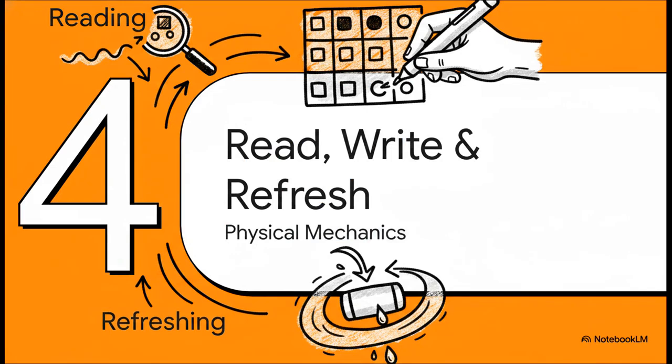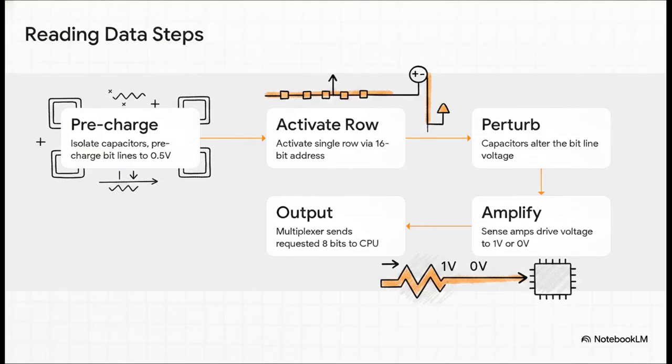Okay, Section 4, reading, writing, and refreshing. Let's examine the physical mechanics of how we manipulate voltages to actually move data. Here are the step-by-step mechanics for a read operation. Mark this as a 5-mark question. First, we precharge bit lines to exactly 0.5 volts. Second, activate the row. Third, the tiny capacitor slightly alters that 0.5 volts up or down. Fourth, the sense amplifiers detect this tiny voltage perturbation and drive it to a full 1 volt or 0 volts. Finally, the multiplexer routes the 8 bits to the CPU. This delicate process happens millions of times a second.